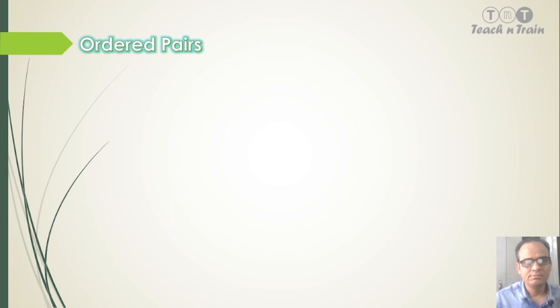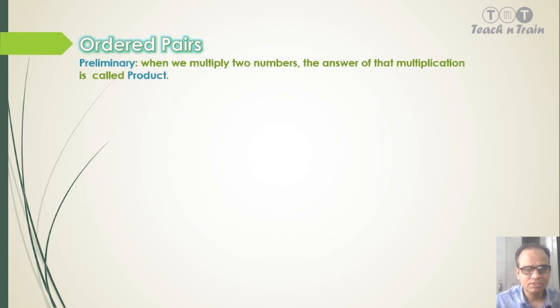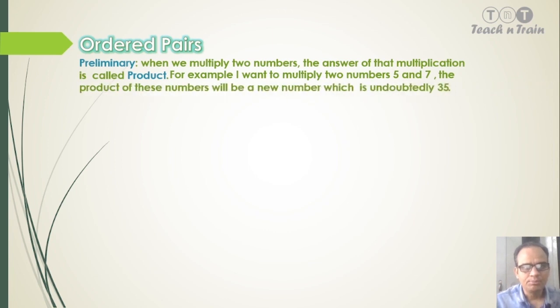Ordered pairs, as the name suggests, are pairs of numbers in which their order is important. First I'll discuss the multiplication of two numbers. We know that when we multiply two numbers, the answer of the multiplication is the product. For example, I want to multiply two numbers 5 and 7. The product of these numbers will be a new number which is undoubtedly 35. Hence 5 multiplied by 7 is equal to 35. 35 is the product of these two numbers.